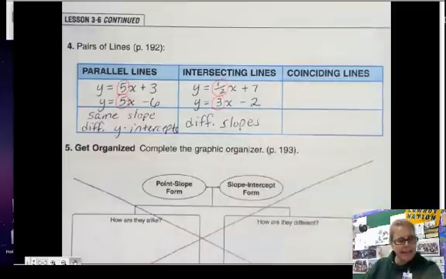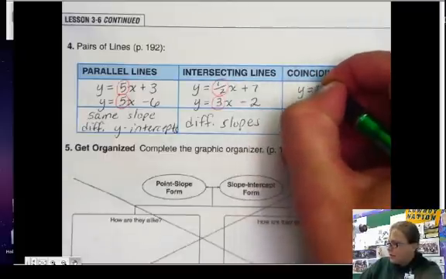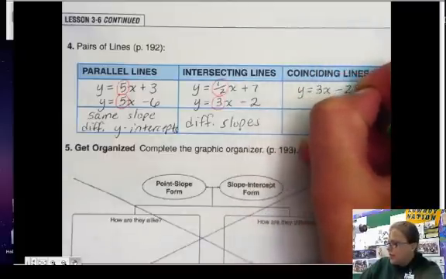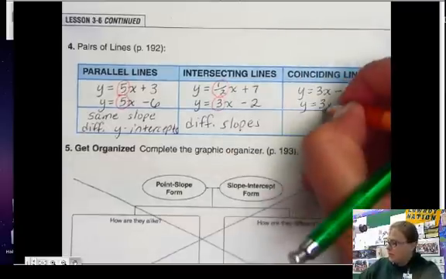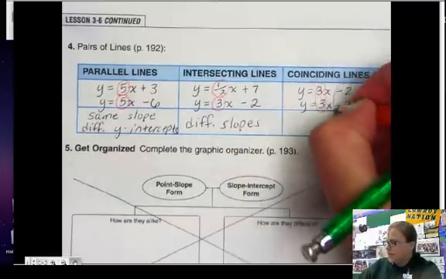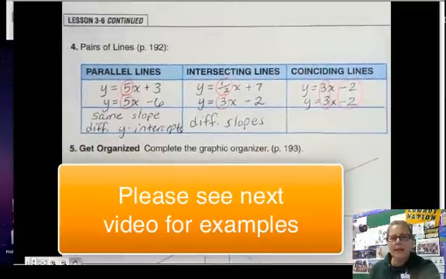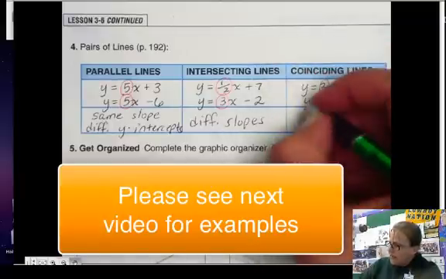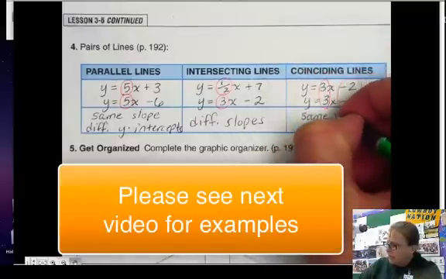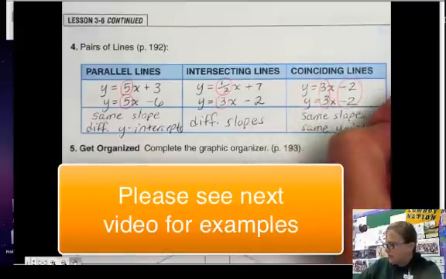Okay, coinciding lines mean that they are the exact same line. So if we had y equals 3x minus 2 and y equals 3x minus 2, then those two lines have the same slope and the same y-intercept, which means that they are the exact same line. They coincide. They lie right on top of each other. And so those coinciding lines have the same slope and the same y-intercept. Okay?